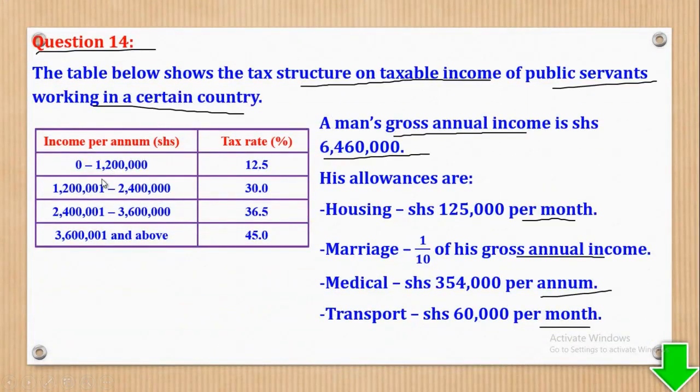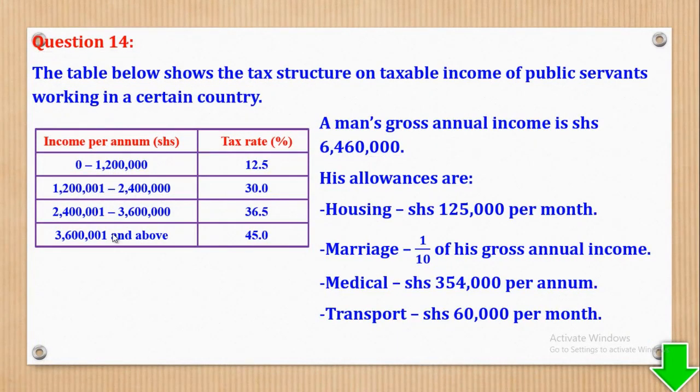There is this structure which we are given. Now, the taxable income was 3 million something, so that means that it will stop somewhere in between here. So that means that this one will not be needed. So the first 1.2 million has this percentage. The next 1.2 million has this percentage.